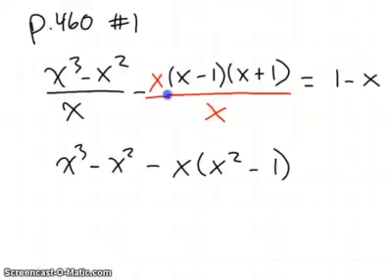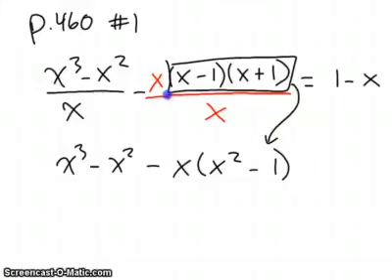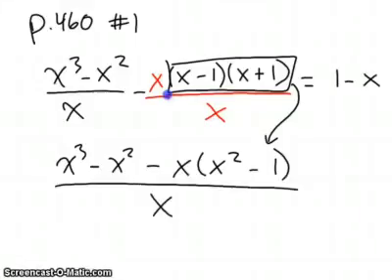Should be obvious to you. Again, it says in the book, obvious is in the eye of the beholder, so err on the side of doing more work. But I think that you guys can know that this turns into that. I've given it the common denominator, so I can just combine the numerators over x.